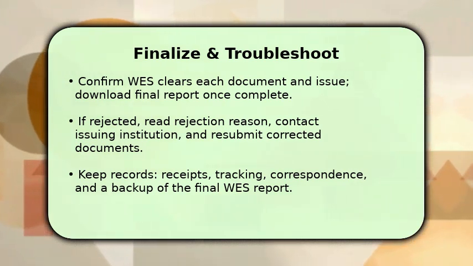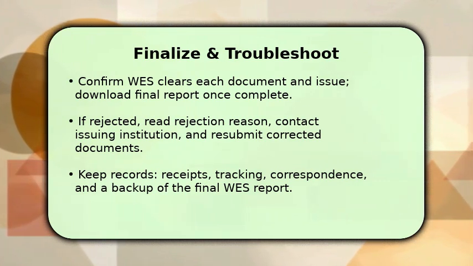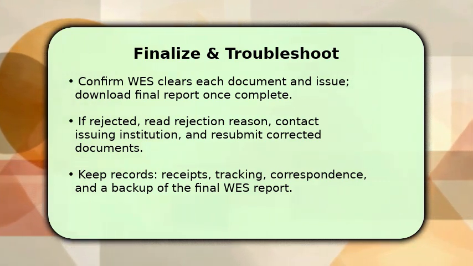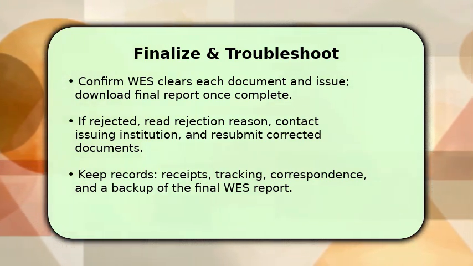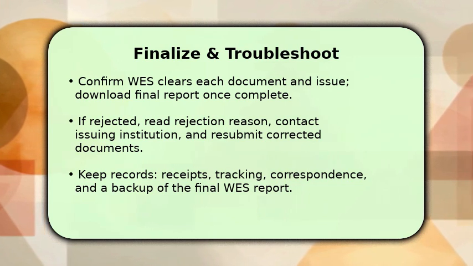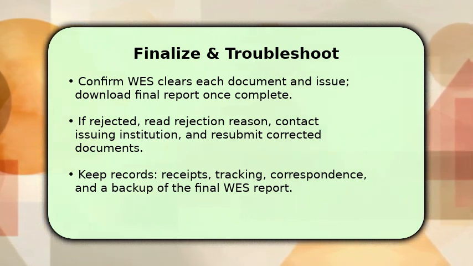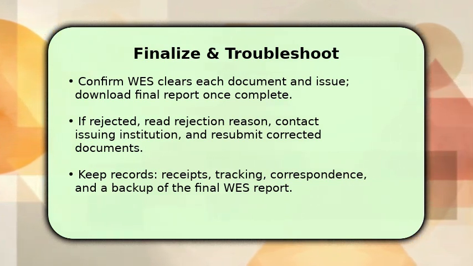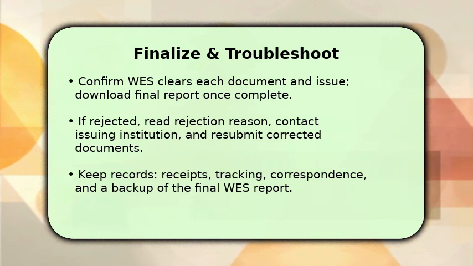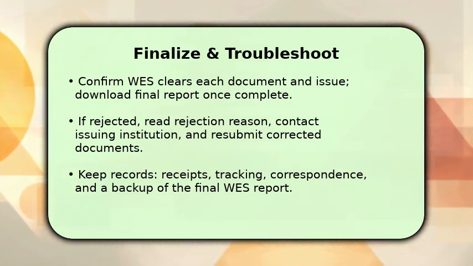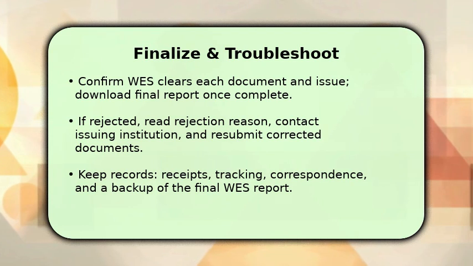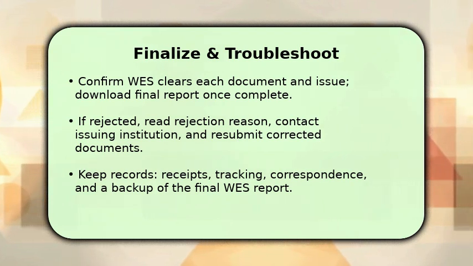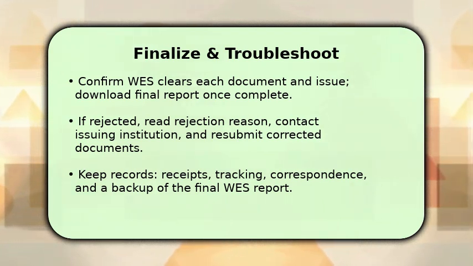If any document is rejected, don't panic. Identify the exact reason, contact the issuing institution for a corrected sealed submission, and resubmit using your original reference number. Make sure to save all receipts and correspondence. One key troubleshooting tip: if verification stalls, escalate via WES support with tracking numbers and proof of request to the issuing body so they can reinitiate verification.